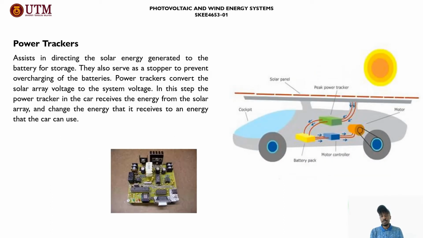And we have other components such as the power trackers. The power trackers basically assist in directing the solar energy generated to the battery for storage, and they also serve as a stopper to prevent the overcharging of the batteries. Moreover, the power trackers convert the solar array voltage to the system voltage, and in this step, the tracker changes the energy that it received to an energy that the car can use.